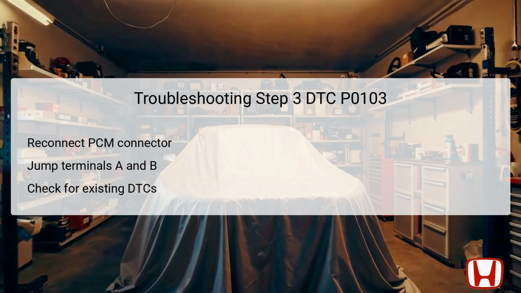In the third troubleshooting step, reconnect the PCM connector B51P to prepare for further testing. Using a jumper wire, connect terminals A and B. Terminal A is the MAF sensor, IAT sensor, 5P connector number 2, black-red wire, while terminal B is MAF sensor, IAT sensor, 5P connector number 3, red-blue wire.